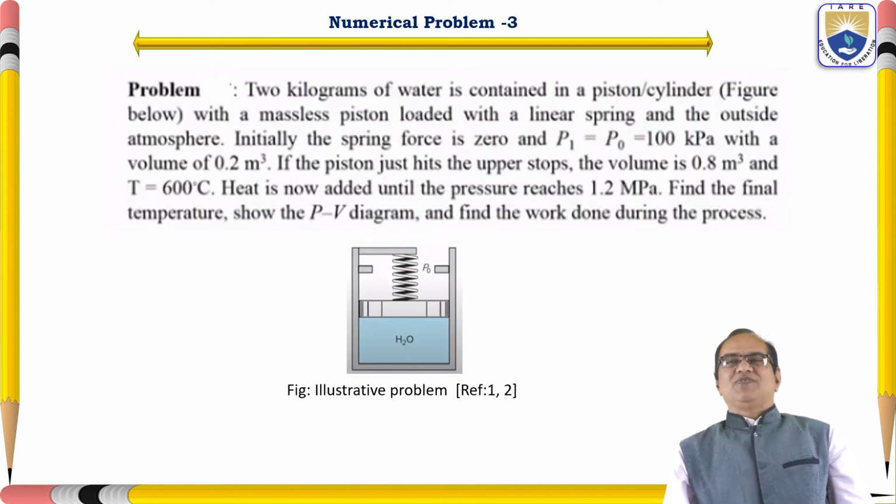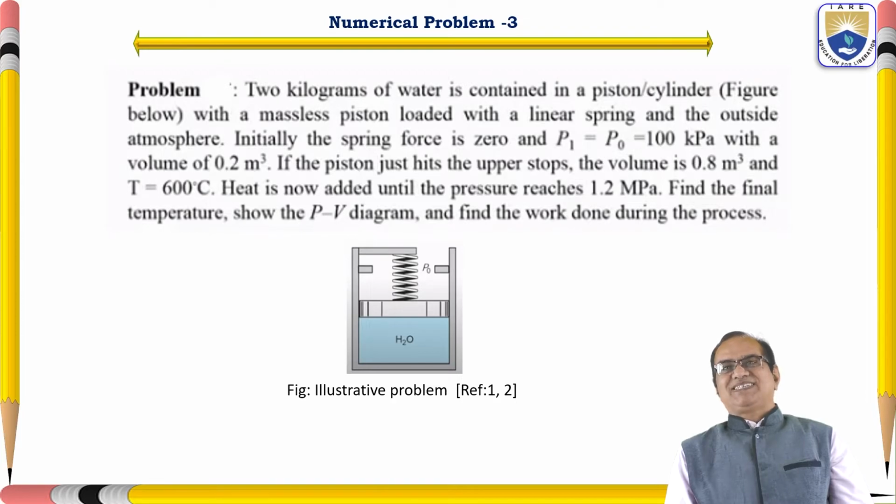So I welcome you all to numerical problem number 3. Very, very interesting. Some new things have been added in this system. Two kilograms of water is contained in a piston-cylinder as shown in the figure, with a massless piston loaded with a linear spring and the outside atmosphere. Initially, the spring force is 0 and P1 is equal to P0, equal to 100 kilopascal, with a volume of 0.3 meter cube.